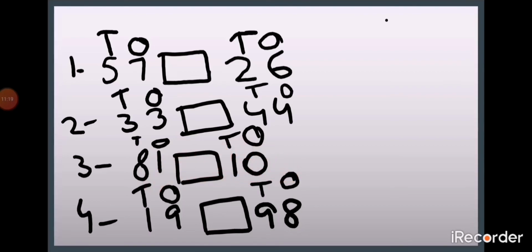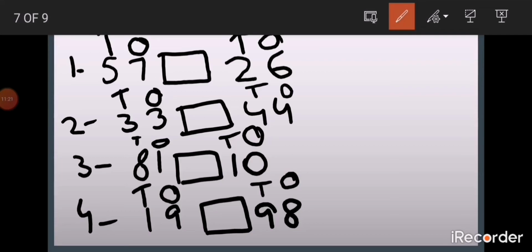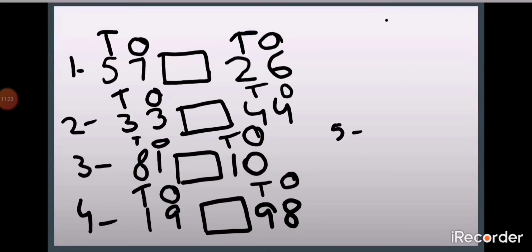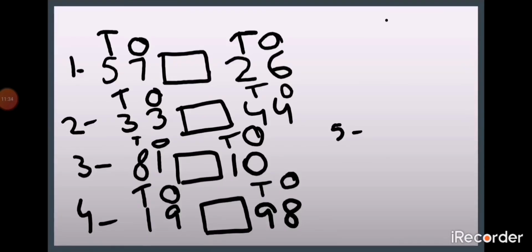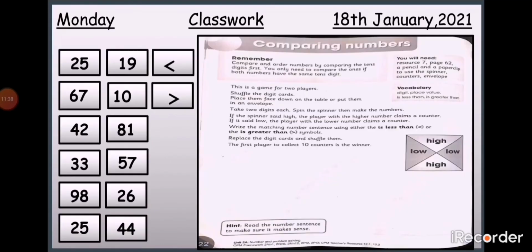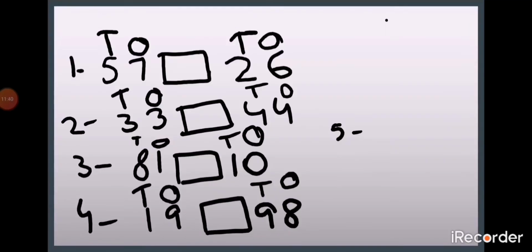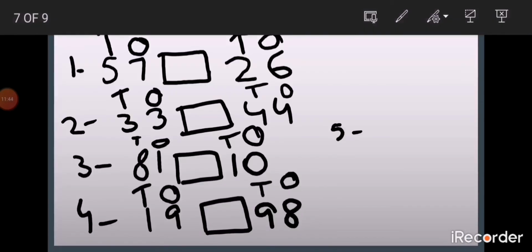Now I'm making my fifth number sentence. Again, I'm choosing two numbers from this number bank. Which numbers are left? 67 and 10. 10 is done. 67 and 42. Now I'm choosing 42 and 67.